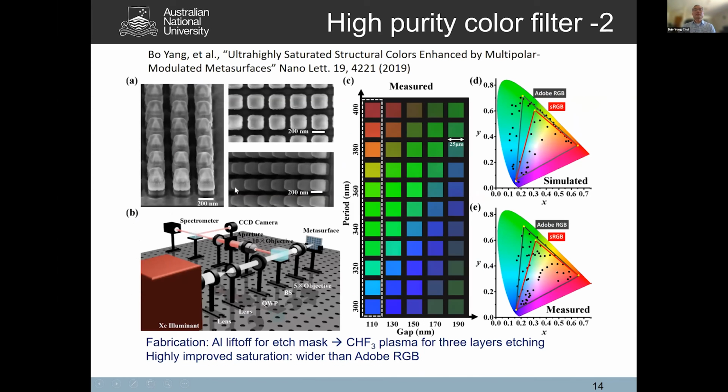This SEM image shows the 3-layer nanopillar on glass. Silicon nitride, titanium dioxide, and silicon oxide were successively deposited on the glass substrate, then etched at a time in CHF3 plasma. And these are the observed colors. The color changes with the period and gap between nanopillars. As you can see, the color is very bright and highly saturated, covering a very wide color map.